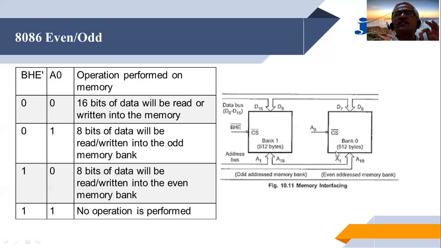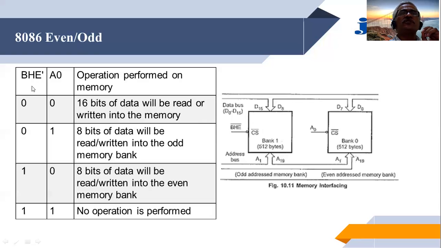If I say the addresses start from the address of this memory, that is address 1, address 2, address 3, address 4, and so on. Looking at this table gives us some hint of how we can make use of the 8-bit or the 16-bit accessing. Look at the table, the BHE bar and the A0, where A0 is asserted high and BHE is asserted low.